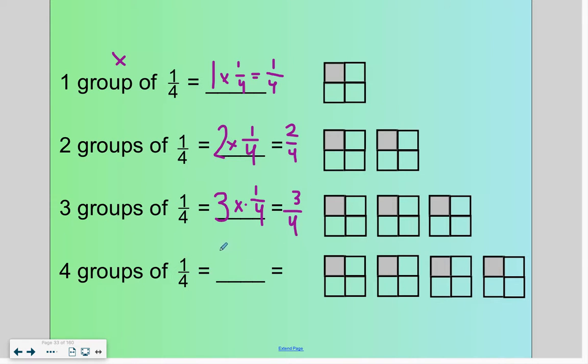4 groups of 1/4 equals 4/4, which is the same as 1. Notice our denominator is staying the same because we are talking about the same sized piece. We're still talking about fourths, but the number or amount of fourths is increasing. Have you noticed any other patterns?